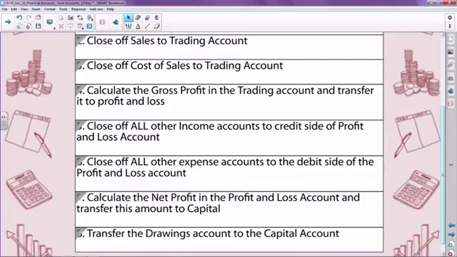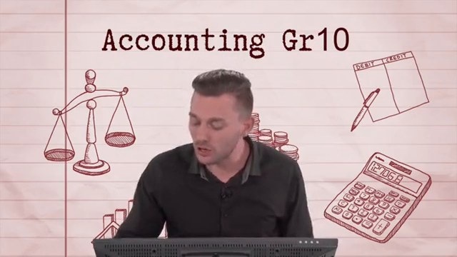But remember, if he drew money during the year, he'll have drawings. And these drawings also need to be closed off. So again, drawings goes to the credit side, goes to capital on the debit side, to decrease the capital he's got in the account. And then all the closing transfers are done. Now, let's look at a nice example.